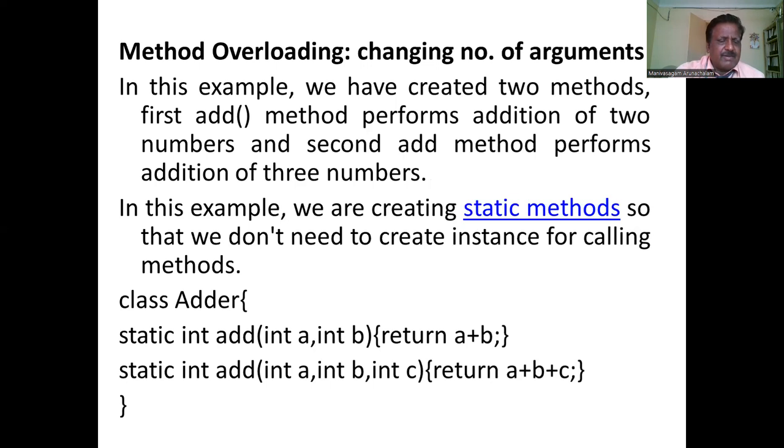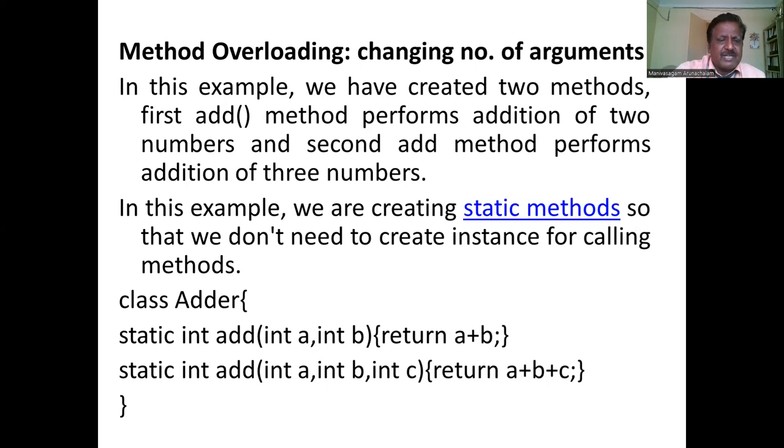Okay. Next, we will create a class called Adder. So a class Adder is created. Here two statements are available in the class: static int add method, which contains the parameters int a, int b, and it contains a statement return a plus b. And another is static int add method, which contains three parameters int a, int b, int c, and it contains a statement return a plus b plus c.